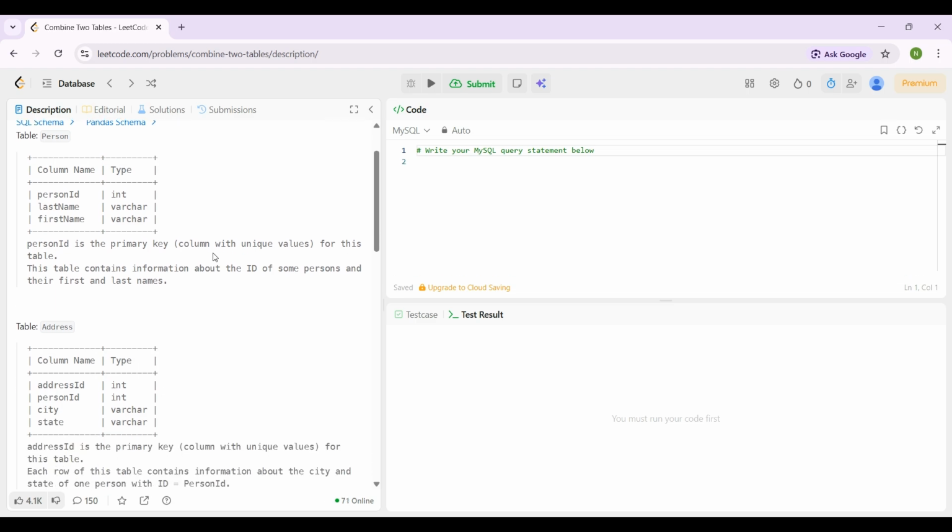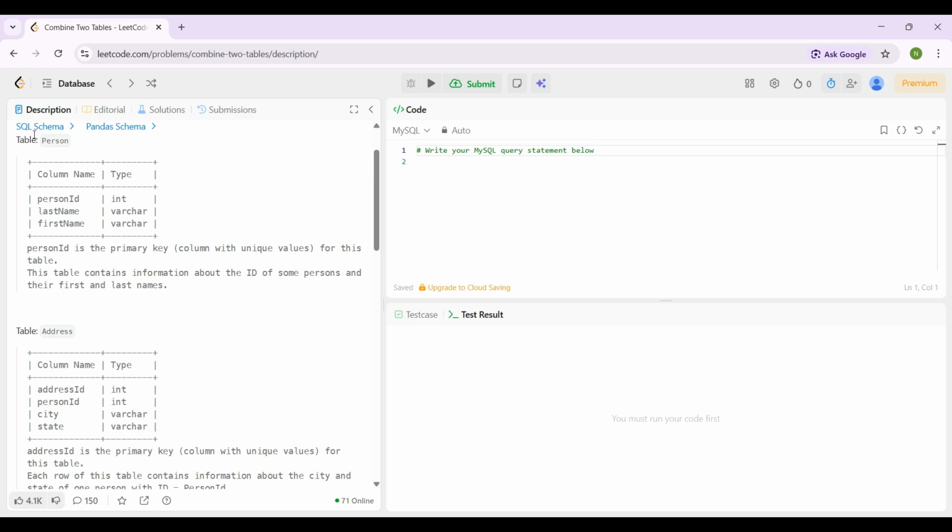Now, coming to the question, there is a table named person, and the column names are person ID, last name, first name. Remember, in the person table, there is person ID, last name, and first name. Here, person ID is the primary key for this table. This table contains information about the ID of some persons and their first names and last names.